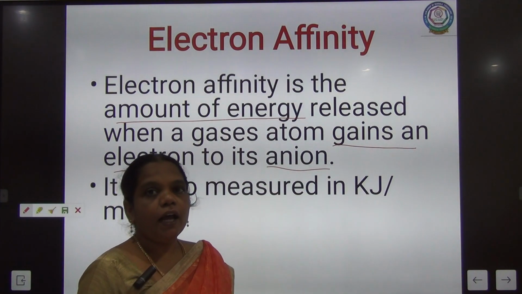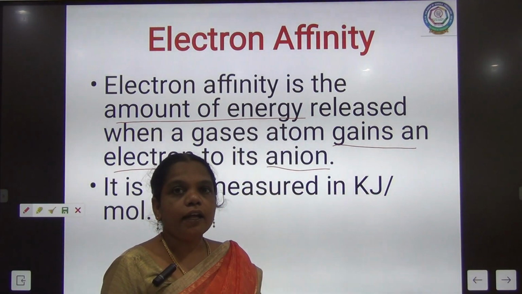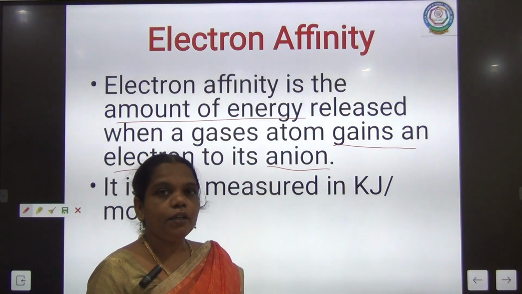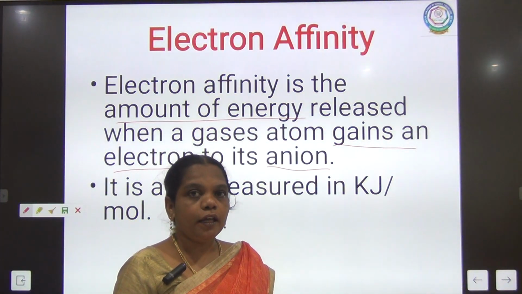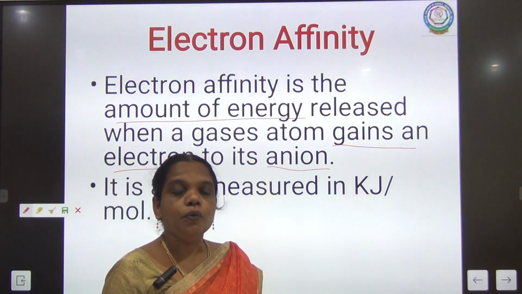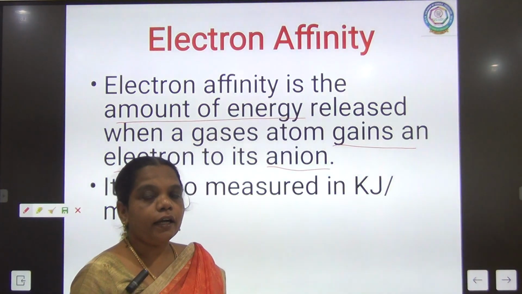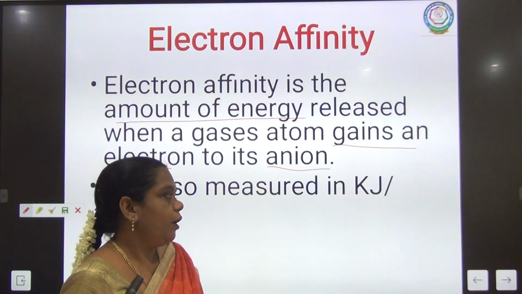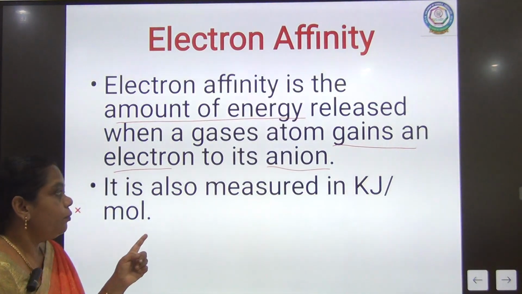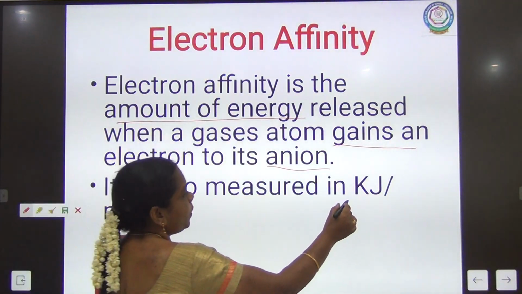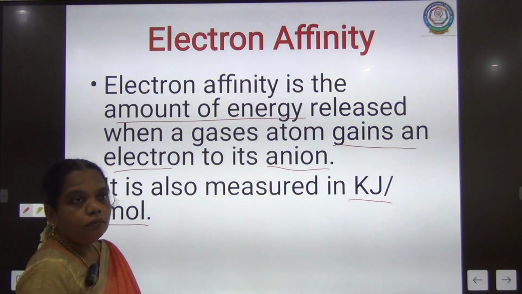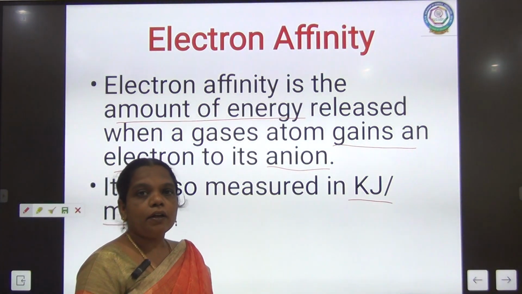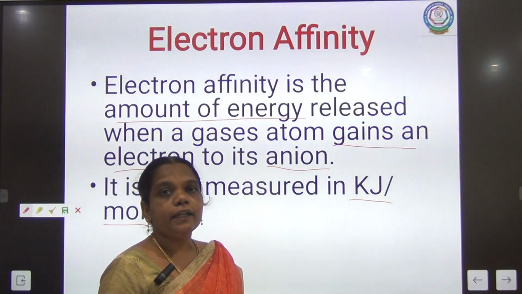It becomes an anion, and this is called what? Electron affinity. Affinity means what? Attraction. So here the atom is capable of attracting a new electron to become what? Anion. This can be measured in kilojoules per mole. So why are some of the elements capable of attracting the electron?